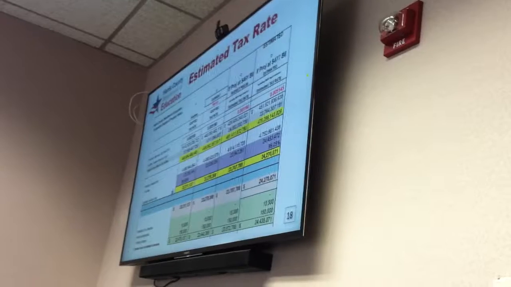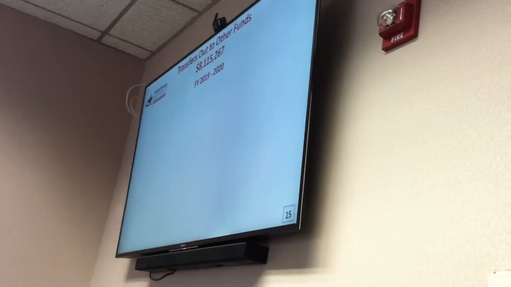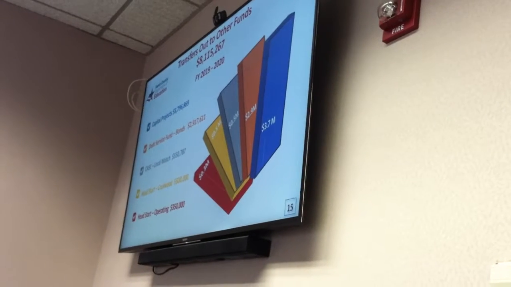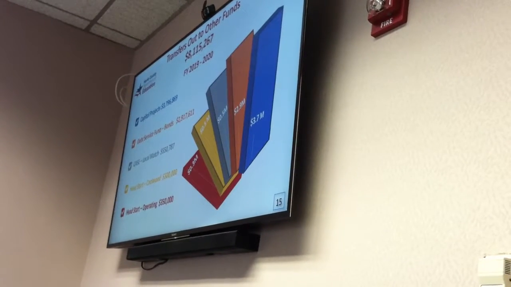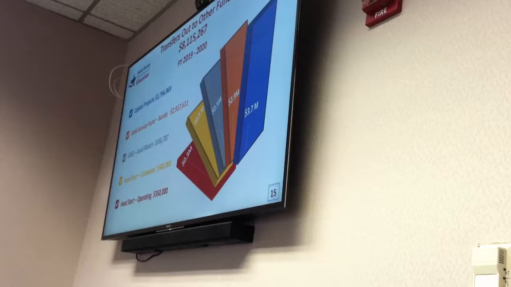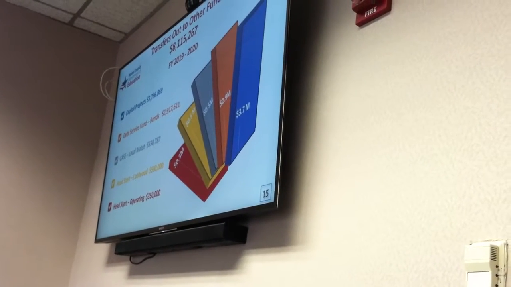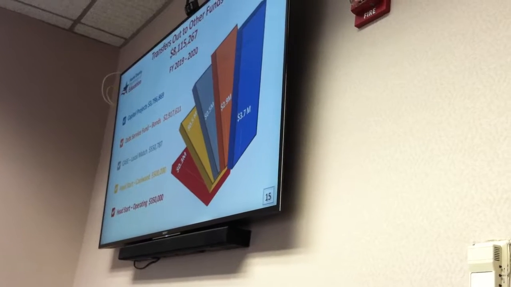In essence, you are basically appropriating the 8.1 million that we're asking about. Those are transfers out, just right here. So 3.7 are one-time expenditures out of fund balance for capital projects. The debt service, 2.9 million, has to go to the debt service fund.